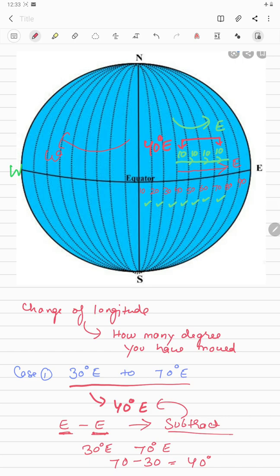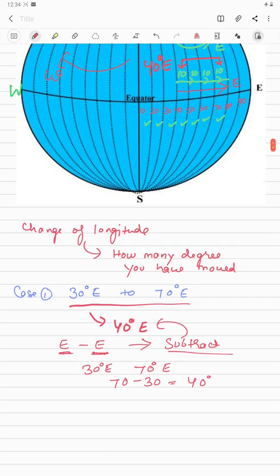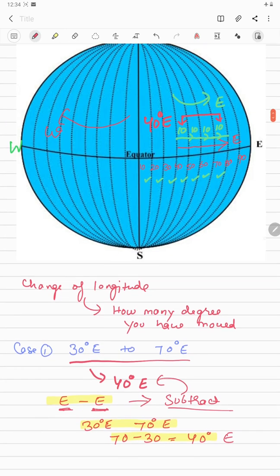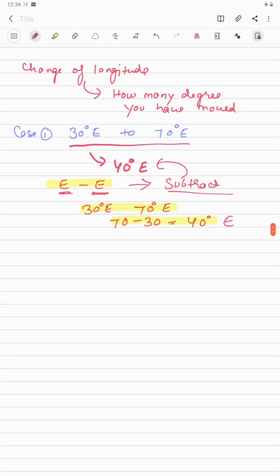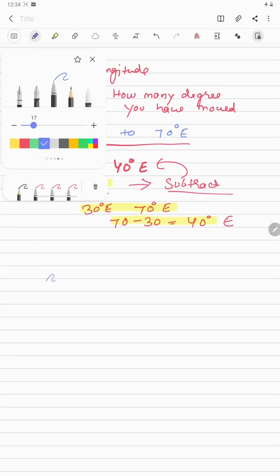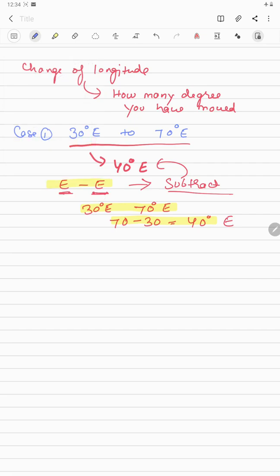All right, so in case number one, we have understood that if it is the same east and east, then we have to subtract the two and we will get our answer. And the direction you can get easily by understanding that if you are moving through the increasing longitude, you are moving in the easterly direction, and if you are moving in the decreasing longitude in the east direction, then you are moving through the westerly direction. So we will be doing more examples, and this thing will get clear to you. All right, so let's move to our next case. We are moving to a different example.